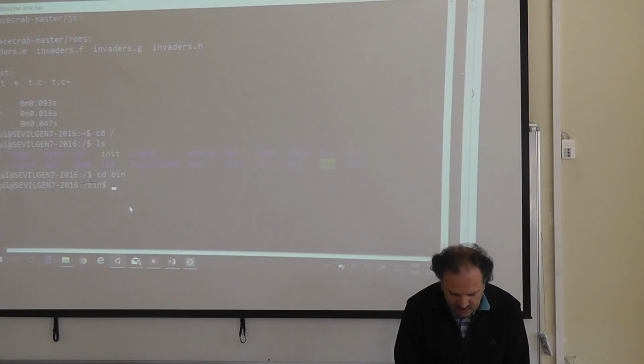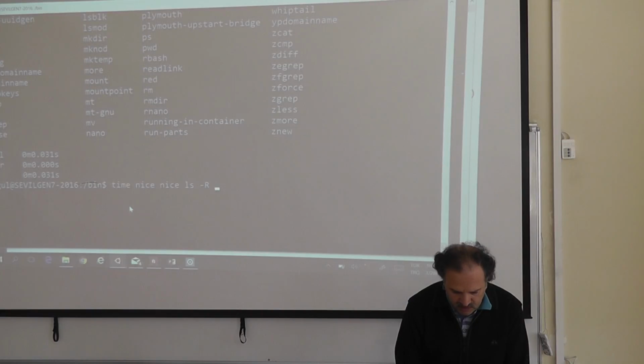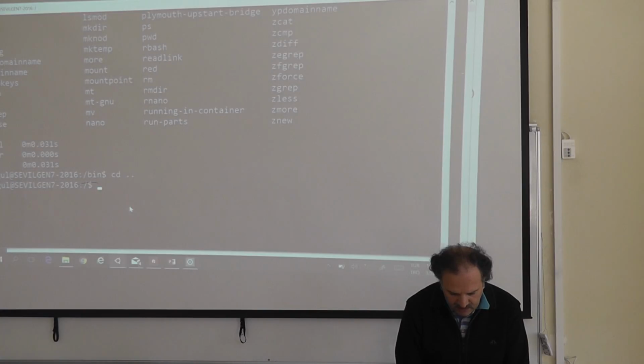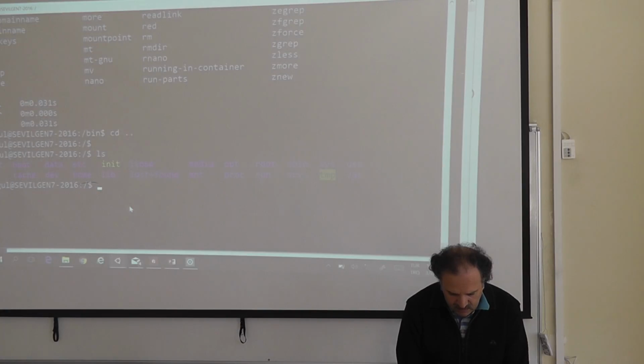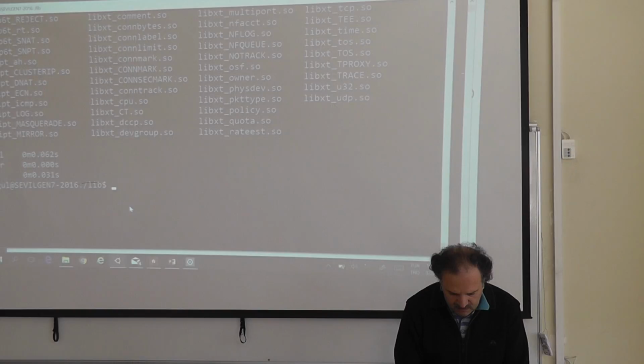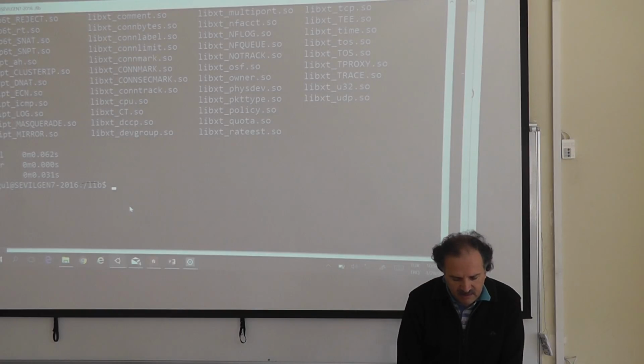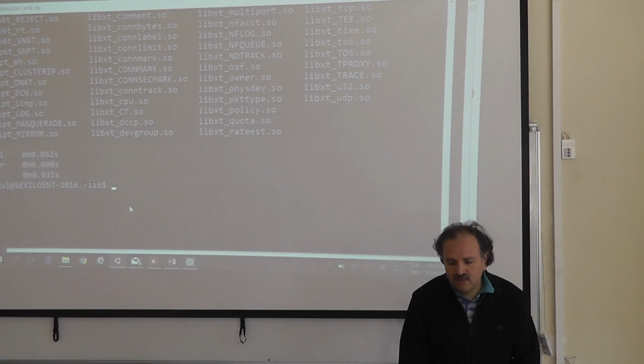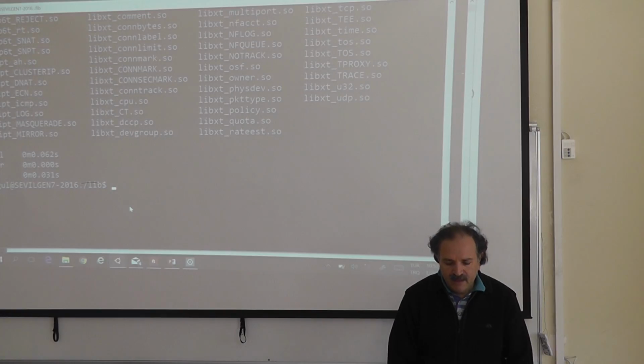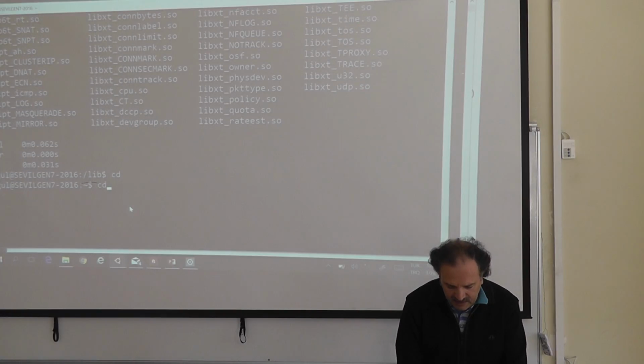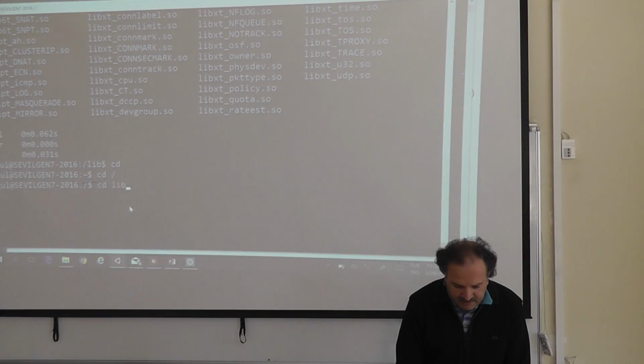Bin directory. That is again too fast. Maybe lib directory. Or it is taking the same time. I was trying to show you that. I mean, it doesn't matter. It doesn't matter if I make my LS extra nice, okay?